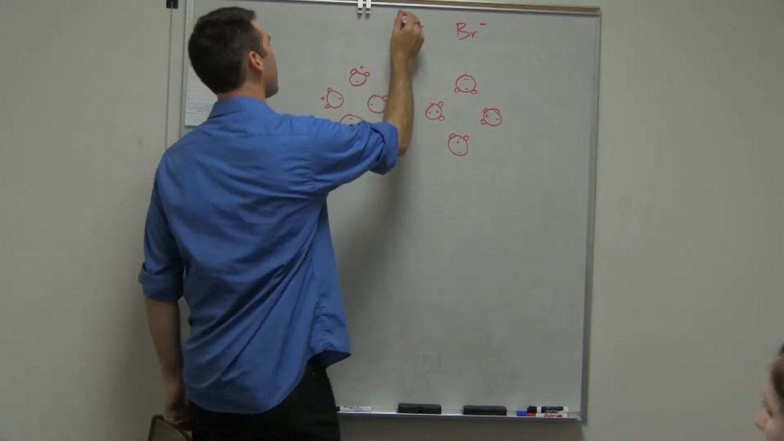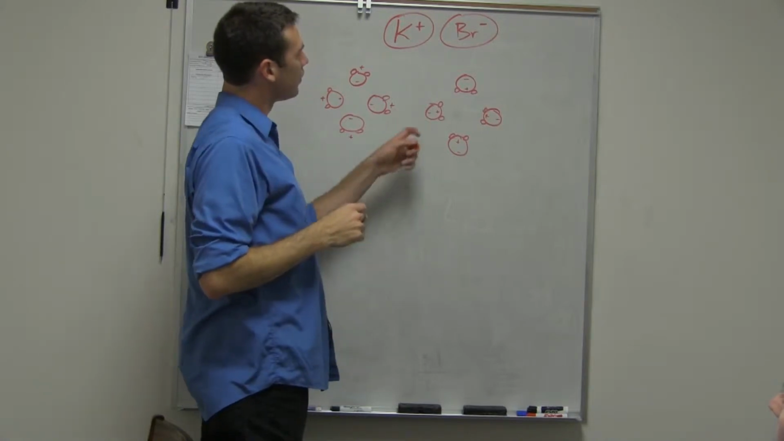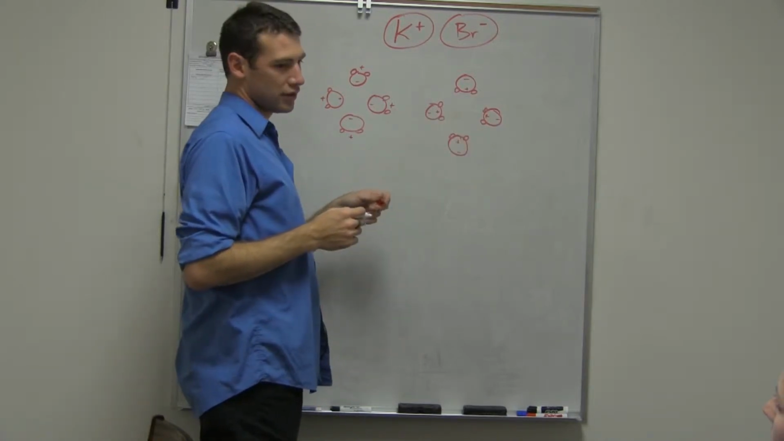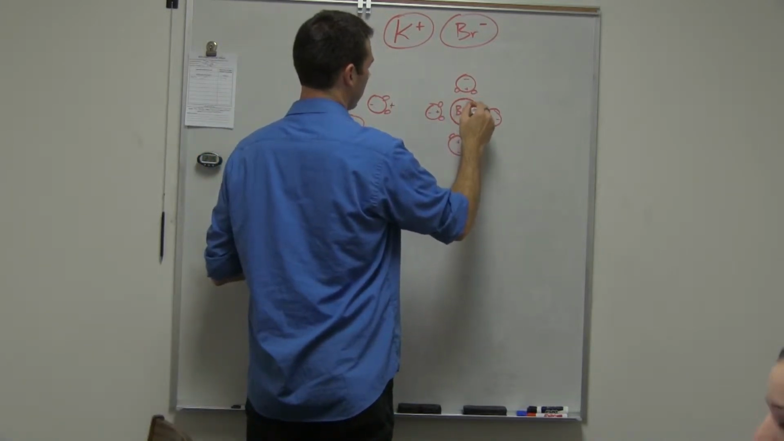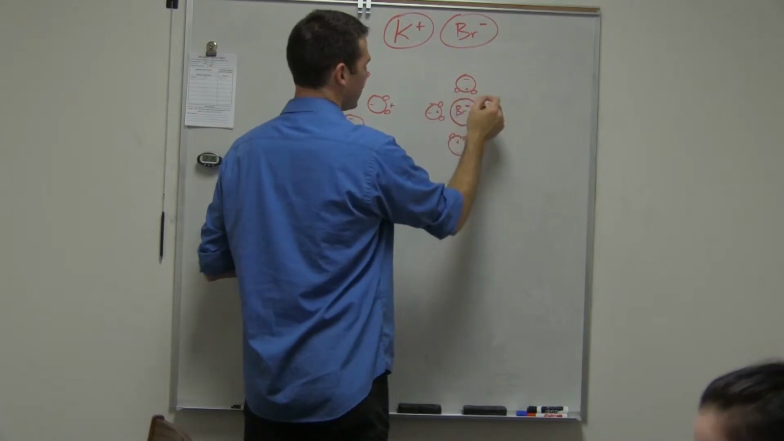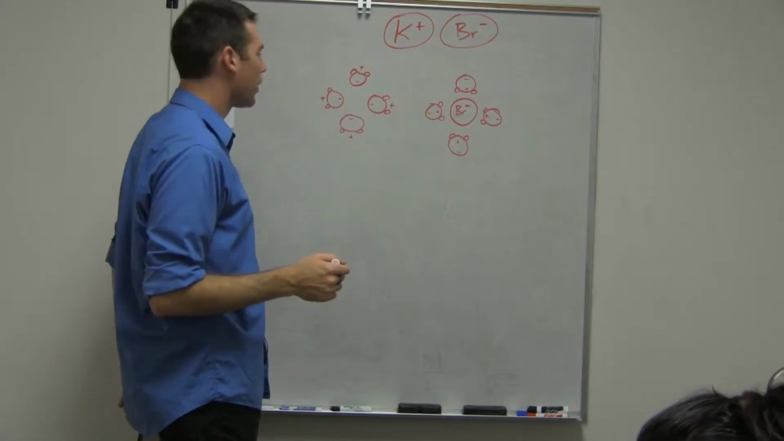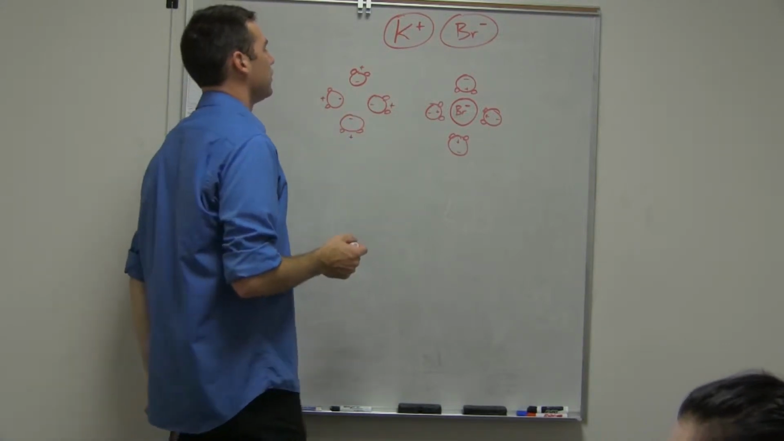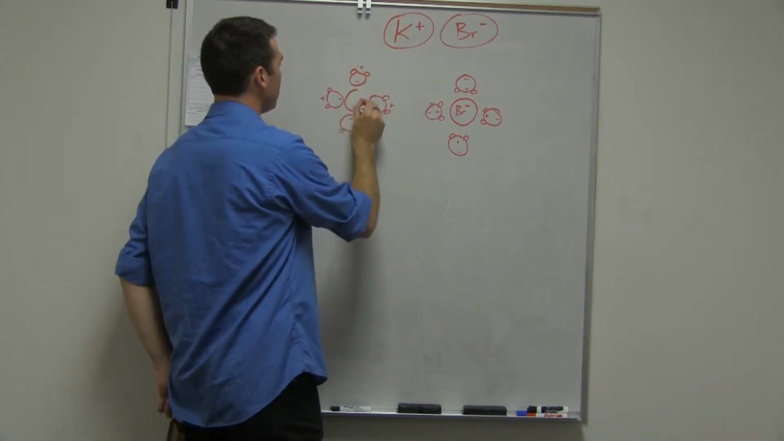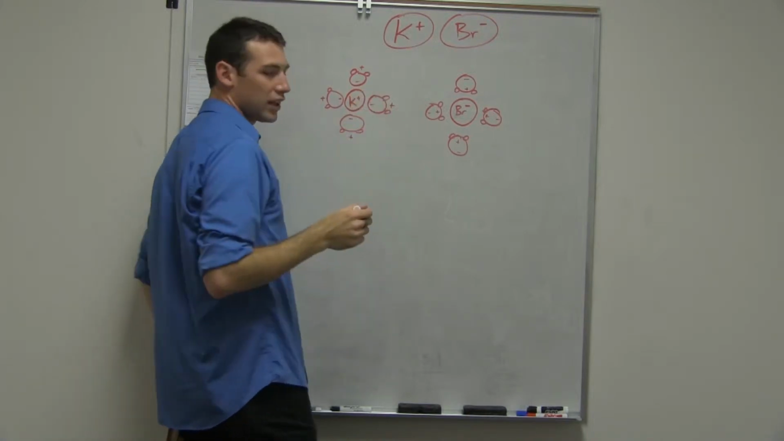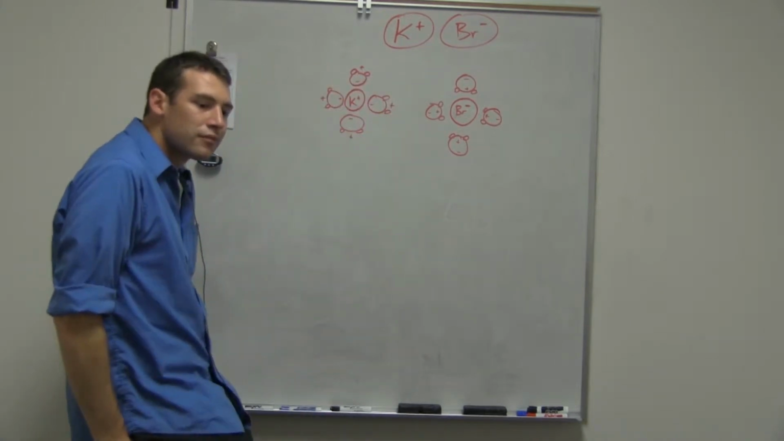Okay, so which one wants to go where? Bromine wants to go on the positive end by the hydrogens. So this one? Yeah, so we're going to put the bromine right here because it's negative. We got the positive ends of the water attracted towards it. And here we have the negative ends of the water. Those are going to be attracted to the positive potassium, like that.